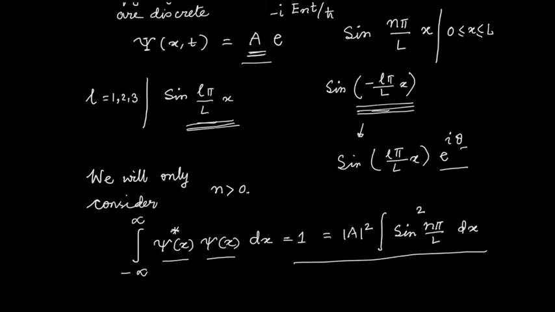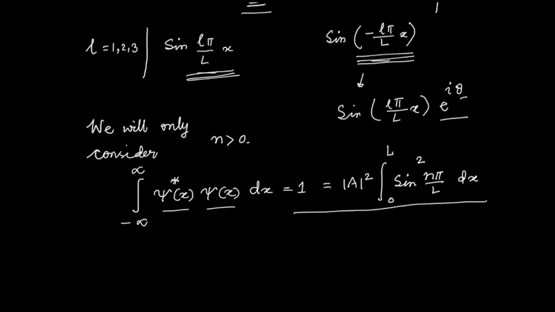Everywhere else psi is 0. So this integral from minus infinity to plus infinity, I can break it from minus infinity to 0, but that integral will be 0 because psi is 0 there. Then 0 to L, and then L to infinity, which is again 0. So I just need to do the integral from 0 to L, and you will see that this integral value comes out to L by 2, and A has to be taken as root over 2 by L.